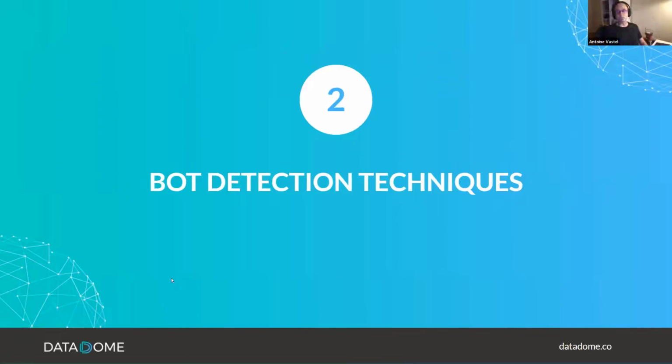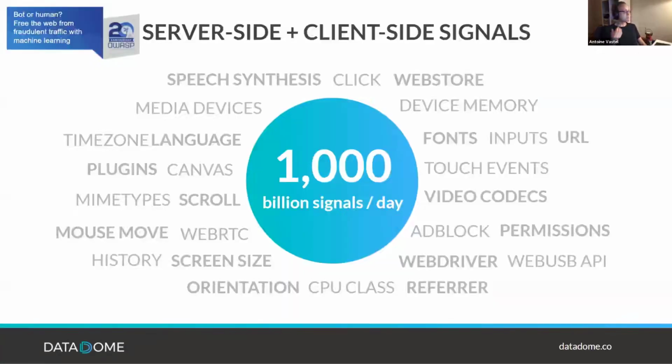So now I'm going to talk about the bot detection techniques that we use to catch these bad bots, and later I will finish by describing one of the machine learning approaches that we use to detect credential stuffing attacks. So when it comes to having the best bot detection, it requires collecting as many signals as possible and being able to process them in real time.